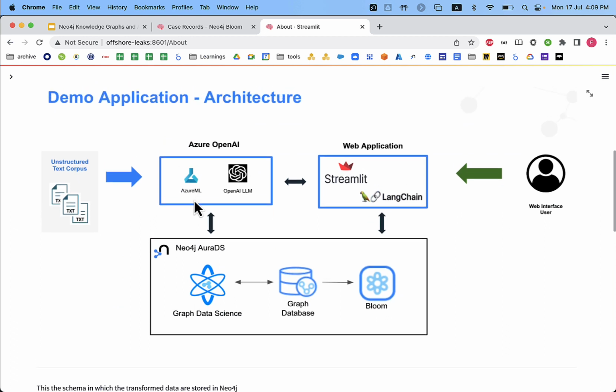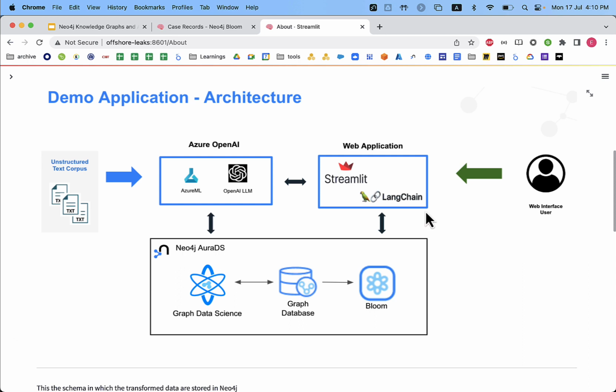So the demo application architecture looks like this. We are going to feed a corpus of text to Azure OpenAI that is running within Azure. And Azure ML has a notebook that automates the whole process of converting this text corpus into a structured format that is then fed into the Neo4j database. So once we have the structured data inside the Neo4j database, we are ready to consume.